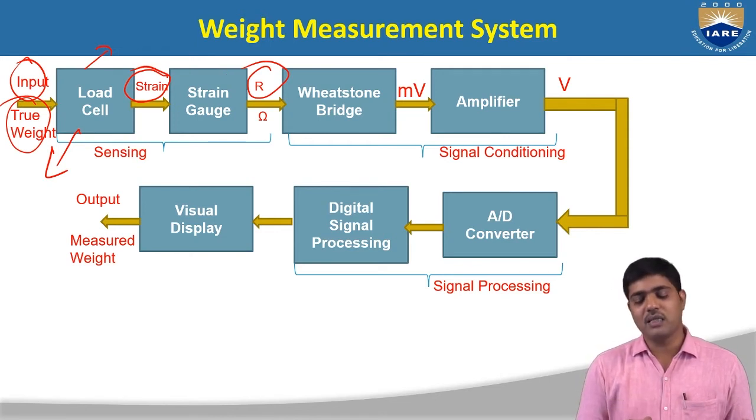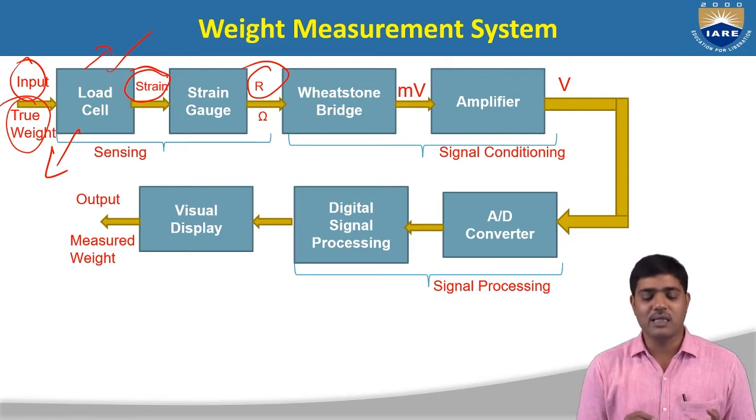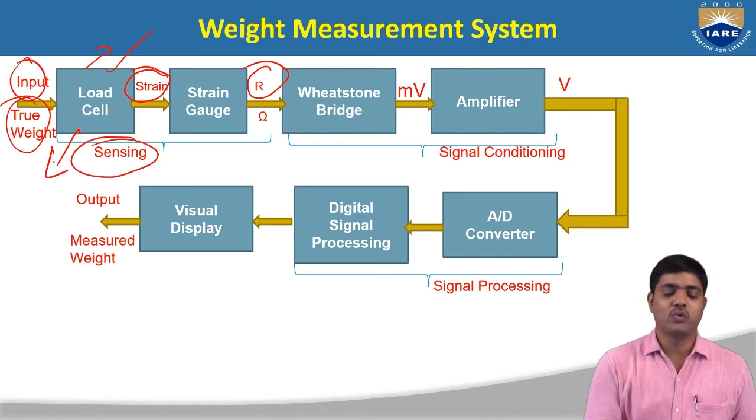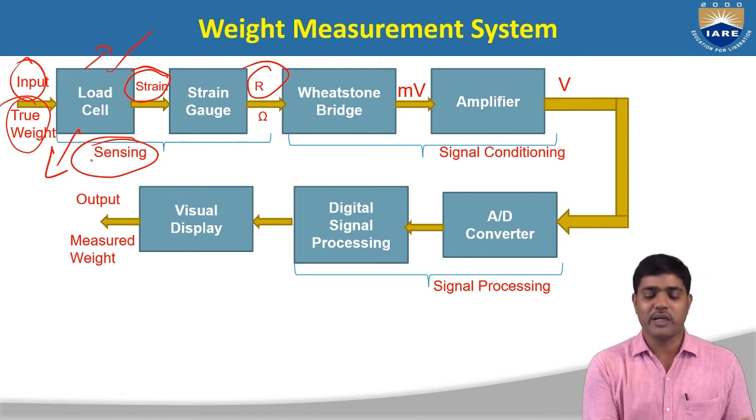So for measuring this weight, I am using one primary instrument, the mechanical instrument called the load cell. The load cell is converting the given weight into strain, and I am going to convert the strain into the change in resistance with the help of the strain gauge, that is the secondary device. So I am sensing the weight through two devices, the load cell and the strain gauge, and I am getting the output as change in resistance.